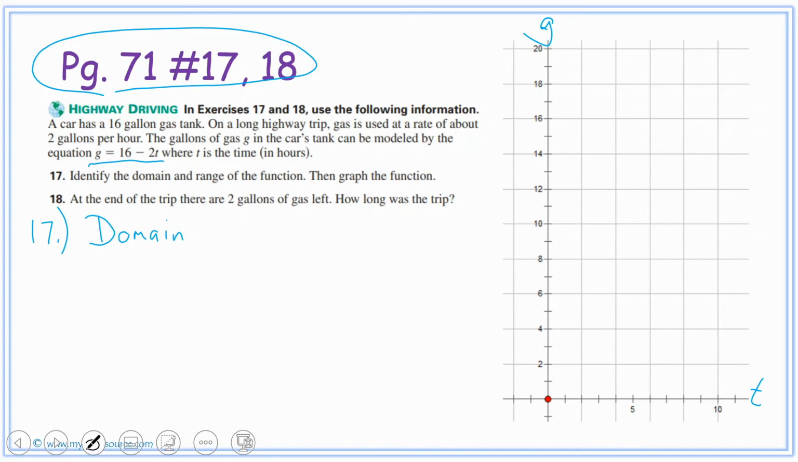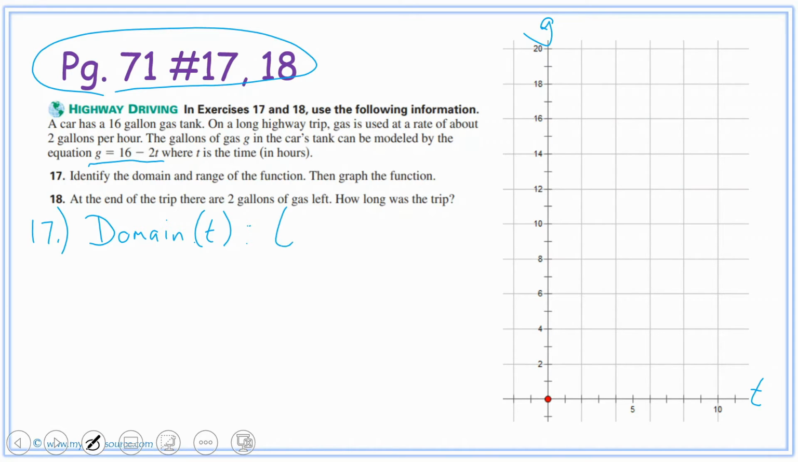Now, domain also means all the possible x values. Since we're dealing with time, our domain is going to be t. We also have to state all the types of values we can have for t. Can we have negative time? No, you can't go back in time. It would be nice if you could, but we can't. Remember, time waits for no man.